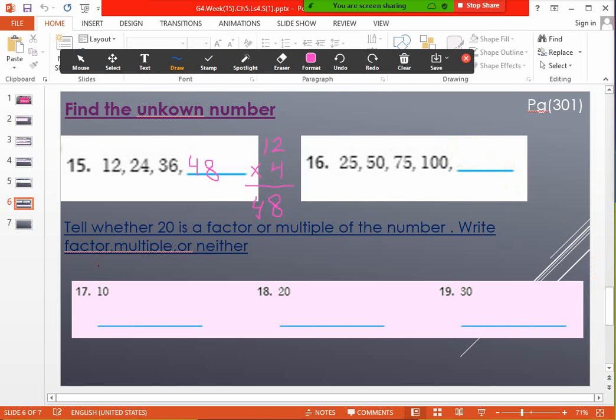Very good. The fifth multiple. Very good. Thank you, Lana. So this is the first one, the second one, the third one, the fourth one, the fifth one. You have to multiply 25 by 5. So it will be 125. Okay, girls? This is how I will find the multiples, okay?